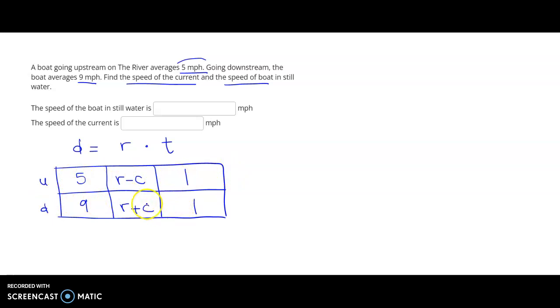So we've got our two upstream and downstream trips, and now we're going to set them up in an equation just using this distance equals rate times time formula. So let's go ahead and write it out. We have distance, which is 5, equals our rate, which is r minus c. I'm going to put that in parentheses because I want the entire rate times the time. Similarly with the bottom one, we have 9 equals r plus c, again times 1. What's awesome, when we're multiplying by 1, it's just going to state itself, and so we'll have 5 equals r minus c, and 9 equals r plus c.